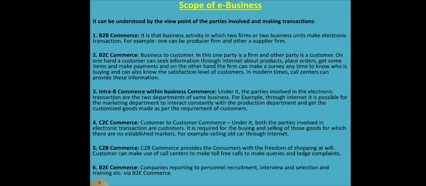Let us start with the first scope, which is B2B commerce. Here B stands for business. B2B commerce is that business activity in which two firms or two business units make electronic transactions. It means that in this type of commerce, only two businesses are associated. The transactions take place between the two businesses. For example, one can be a producer and the other can be a supplier.